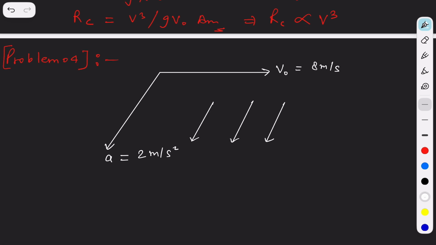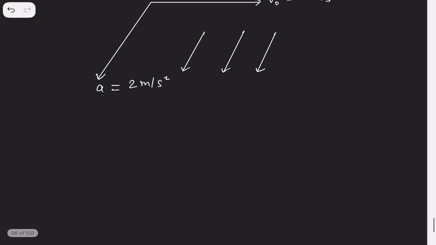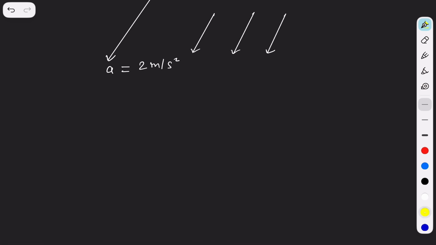If any particle is projected with a certain velocity, and a constant acceleration is acting on the body, we know that it is going to follow a projectile motion. If you see the example, it is going to follow a parabolic path. Let's say a particle has been projected. Gravity is continuously acting downward.